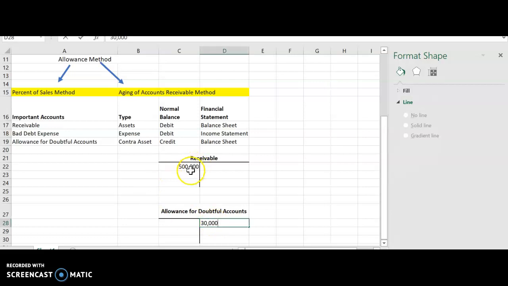So the way we would look at this is we would take our accounts receivable and net it with our allowance for doubtful accounts to come up with the net realizable value of our receivables, what we expect to collect from our receivables. So that would be your 500,000 minus your 30,000. So the net realizable value of the accounts receivable would be $470,000. And that is because our receivable netted with our contra account gives you the net realizable value.